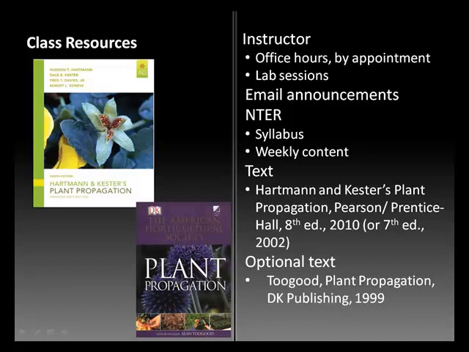There's 2 textbooks. Hartman and Kester's Plant Propagation is available at the CLC bookstore for about $115. It's loose leaf, and it's a very good detailed textbook, but it is available. Also, older editions are available online for a small fraction of the cost of the textbook new. Those old editions will work fine, and I follow the flow of the text, but I don't get into nearly the detail that the text does. You might want to get into that detail for your own learning objectives, but you'll definitely need to make reference to that text to answer some of the exam questions during this class.